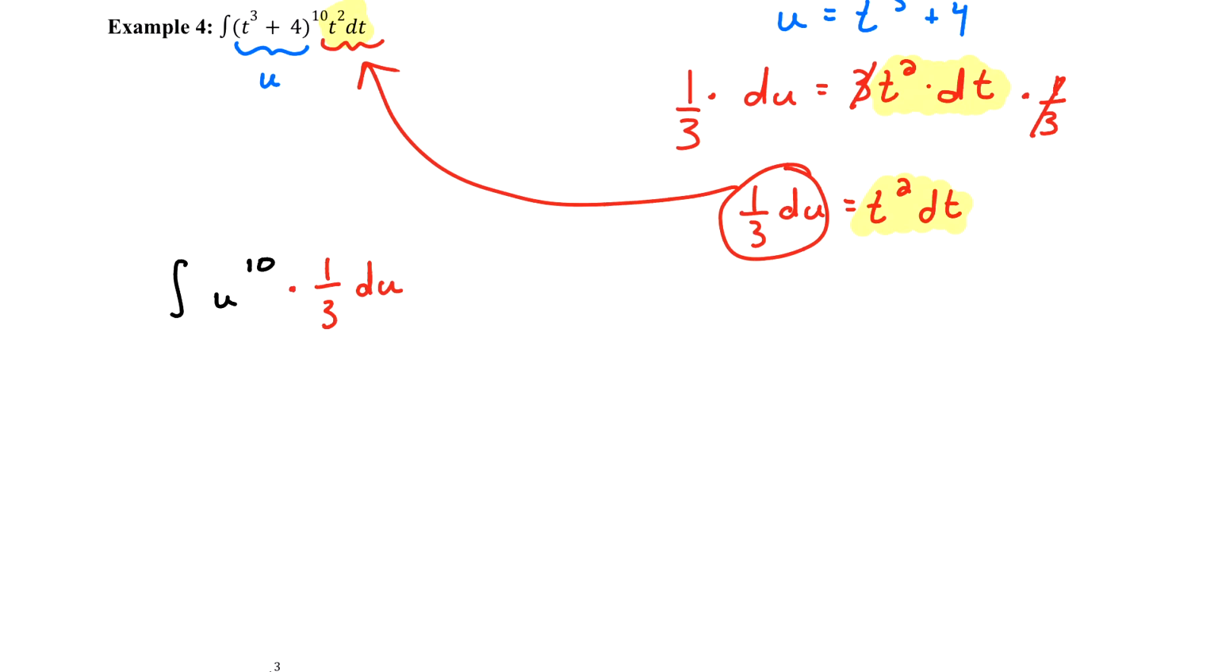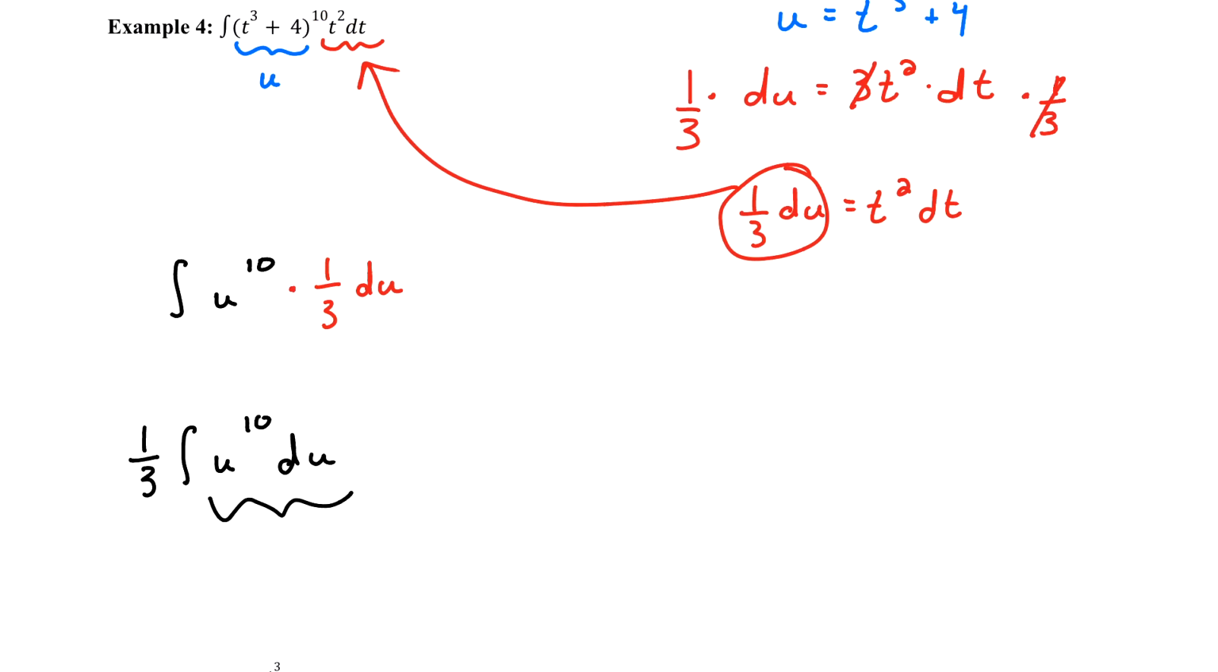Now the reason I suggested we multiply both sides by 1/3 instead of dividing by 3 is that 1/3 is a constant multiple here. 1/3 is a constant multiple, which means I can just go ahead and factor that to the front of my indefinite integral, and that means I won't have to worry about that fraction part of it. So I'm going to do that in my next step. Let's factor out that 1/3, and that will give us 1/3 times the indefinite integral of u to the 10th power du. And this now is much more manageable.